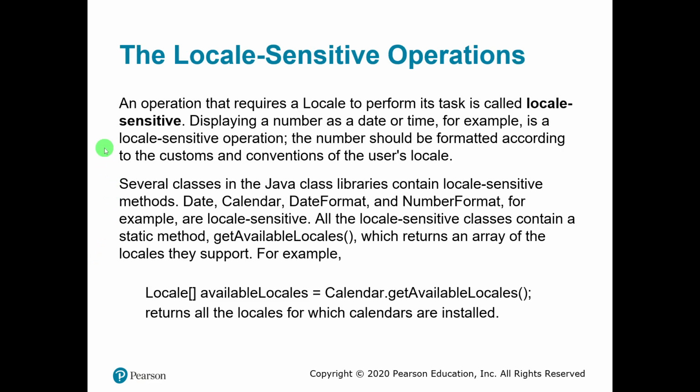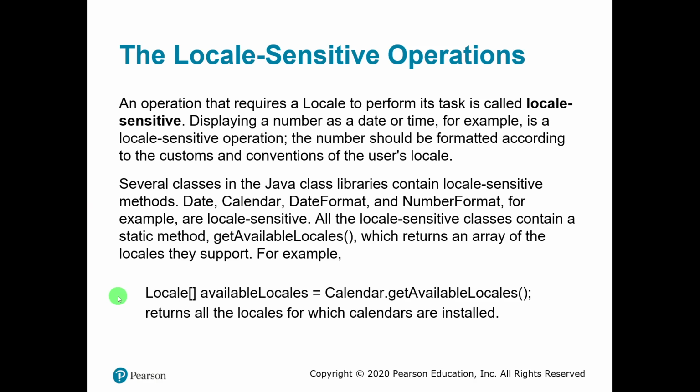An operation that requires a locale to perform its task is locale-sensitive. So displaying a number as a date or time is a locale-sensitive operation, and we need to format it according to the customs and conventions of the user and the user's locale where they're at. Some of the things that contain locale-sensitive methods are the date, the calendar object, the date format objects, and number format objects, and we're going to see examples of those coming up. How do we use those to reformat the dates into a standard that the user understands?